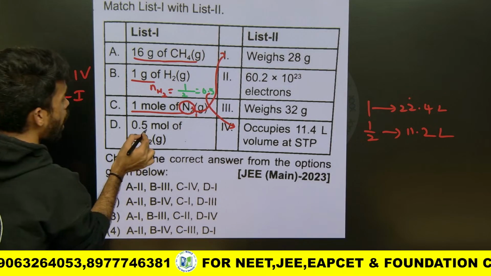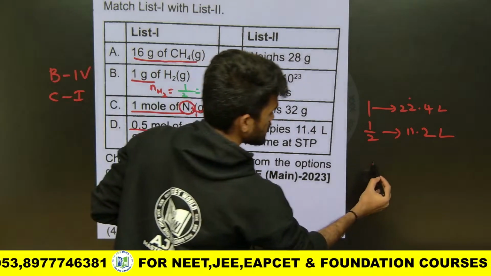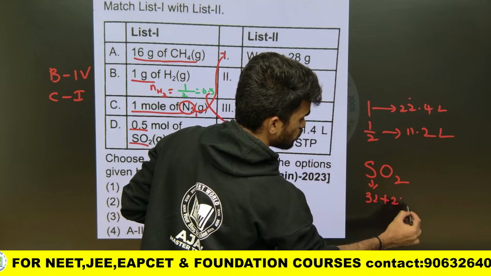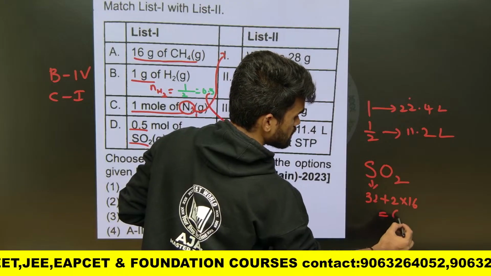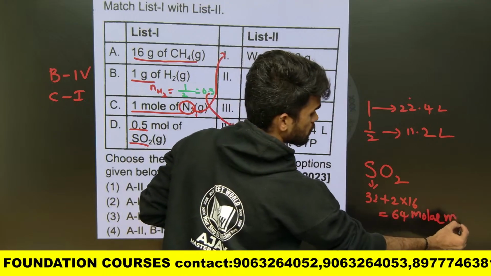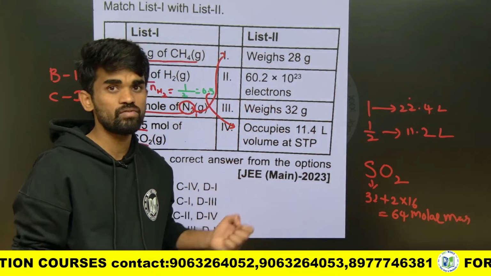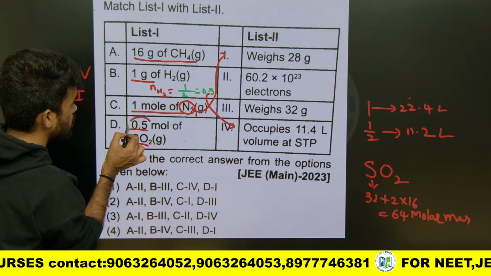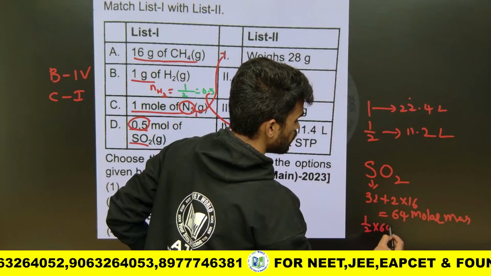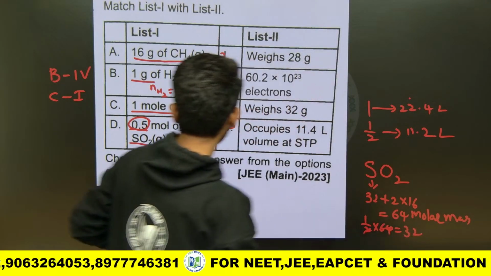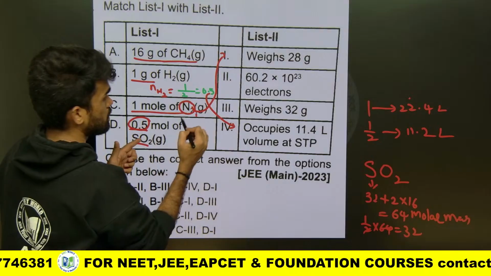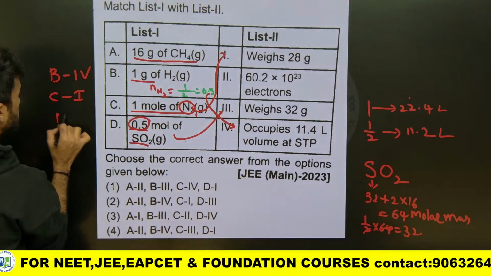Then next, half a mole of SO2 you have. What is the molar mass of SO2? For sulfur it is 32, for oxygen 2 into 16, this is also 32, total 64. Molar mass is the mass of 1 mole of substance, so 64. Here they mentioned half a mole, so half into 64, you will get 32 grams. What is the weight of 0.5 mole of sulfur dioxide? That will be 32 grams. So D3.